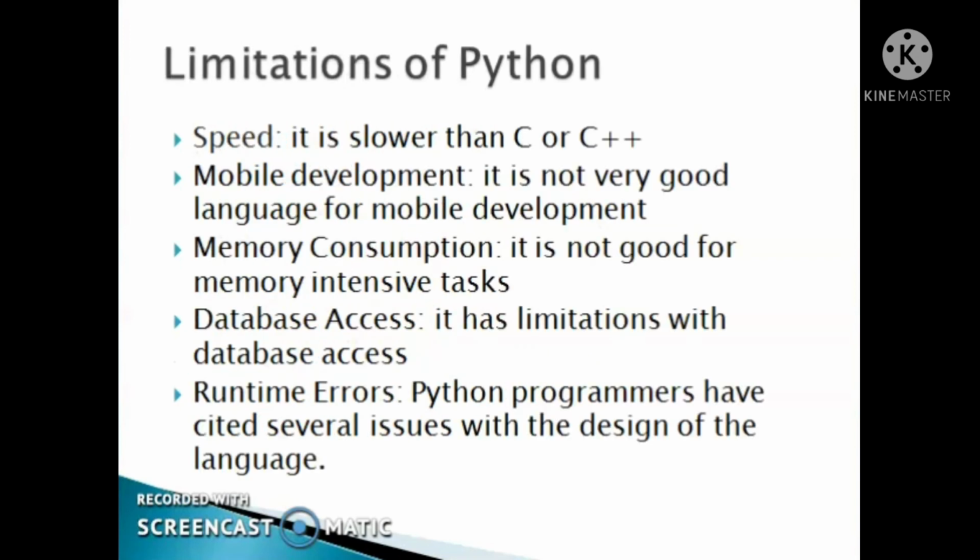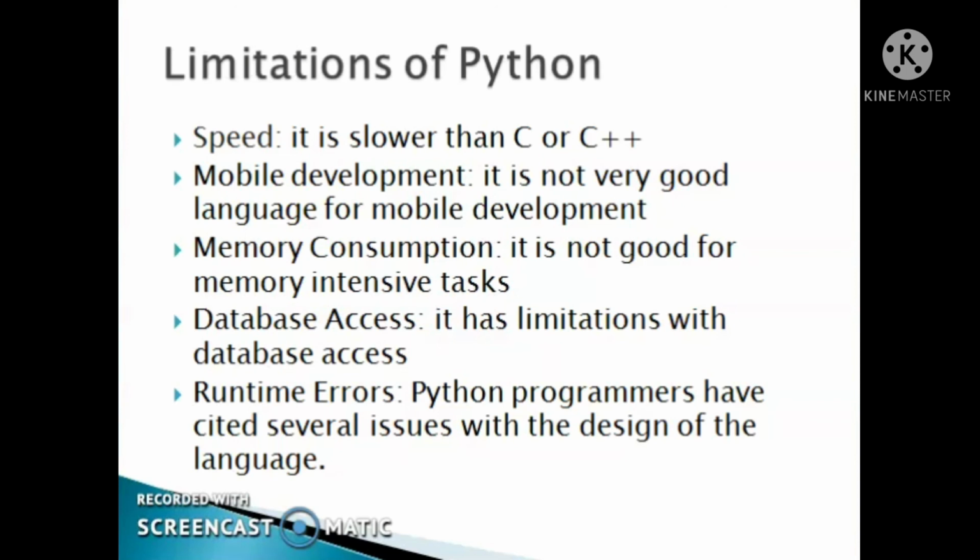Next is limitations of Python. Apart from the several advantages that Python offers, which make it one of the most popular programming languages, it has a few limitations as well. Speed. It is slower than C or C++. However, Python is a high-level language, unlike C or C++. It's not closer to hardware.